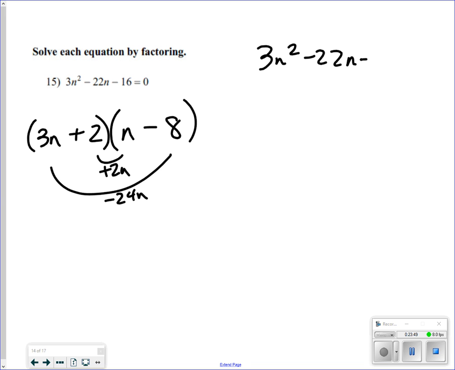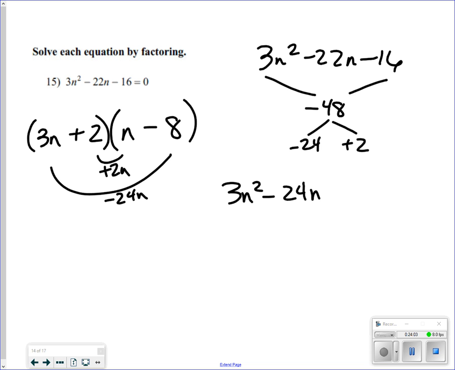Now I'm going to do the same question in another way. I'm going to multiply the outside two numbers together. I get negative 48. Negative 24 times positive 2. And so 3n squared, rewrite the question.